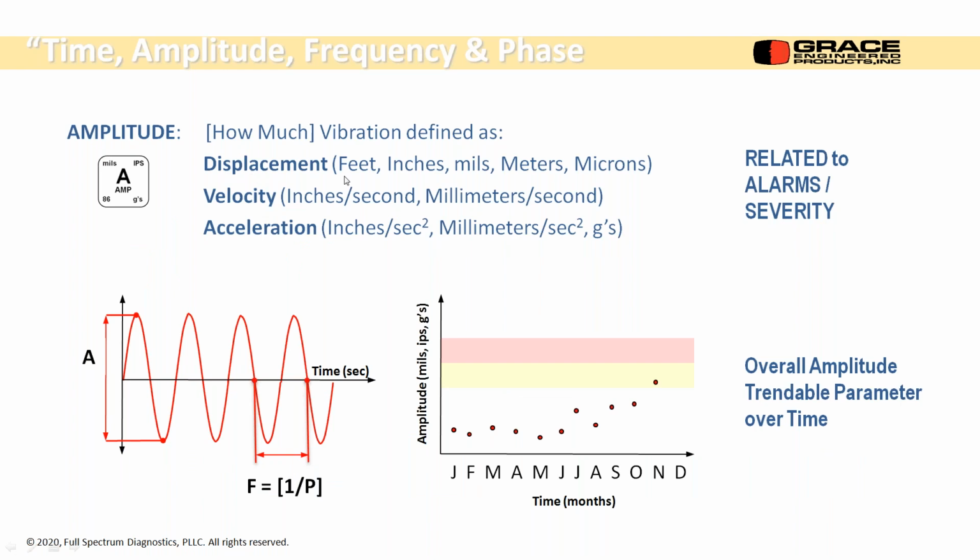What can these amplitudes be? They can be displacement in mils, typically, or microns. There's velocity in inches per second and acceleration in Gs. Those are the units that we prefer, right? 3 different types of measurements. This is the one that's preferred, the velocity, and we'll tell you why in a few minutes here.